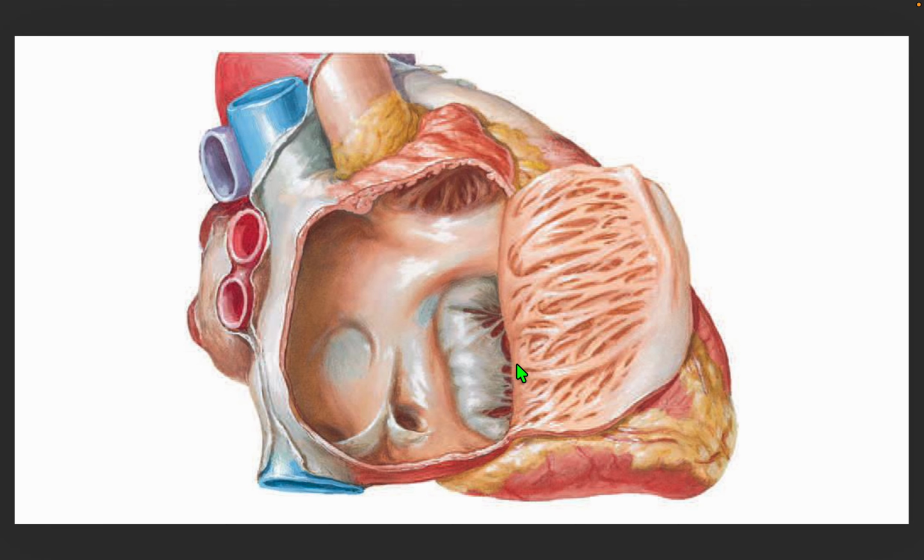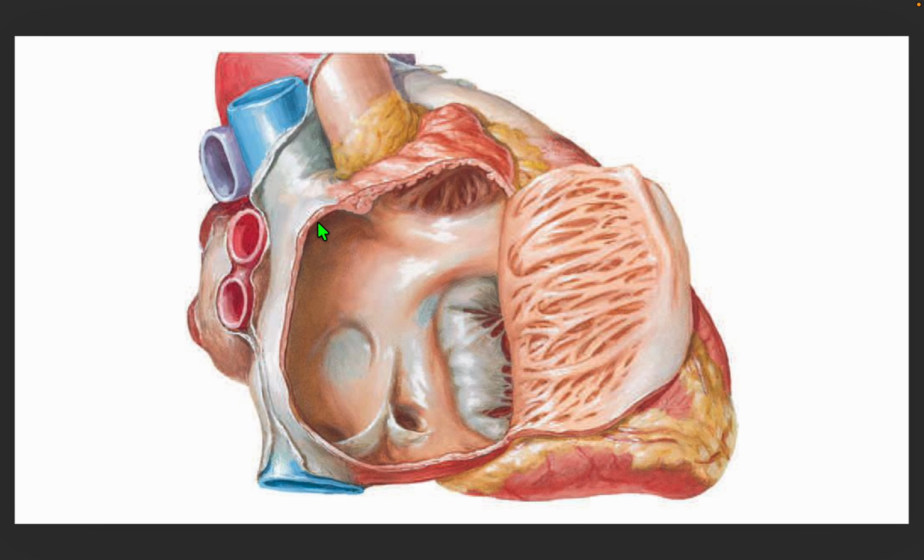Now we will dig further. First we will see the sinus venarum. That is the smooth posterior part of the right atrium. We can identify mainly 4 to 5 features over here. First one is the opening of superior vena cava. This is that opening. This is the area of the opening of superior vena cava.